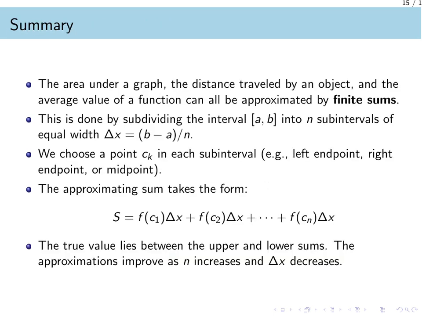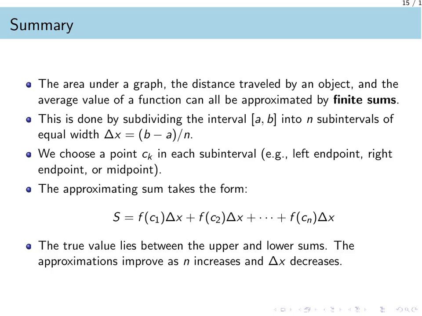Let us summarize the main concept of this section. We have seen how 3 different seeming problems, finding the area under a graph, the distance traveled by an object, and the average value of a function, can all be approximated by the same method. This method is the finite sum.